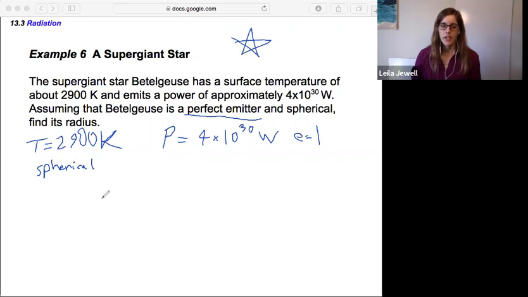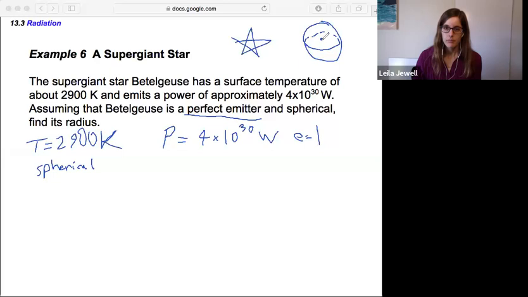All right. And what do we want to find here? We want to find the radius of it. So since it says it's spherical and is mentioning a radius, I'm going to rescind my drawing of a star and draw something that looks a bit more spherical. I think that will be more helpful in the long run. But it doesn't hurt to modify your drawings as you go. All right, and this way I can label in that radius. Perfect.